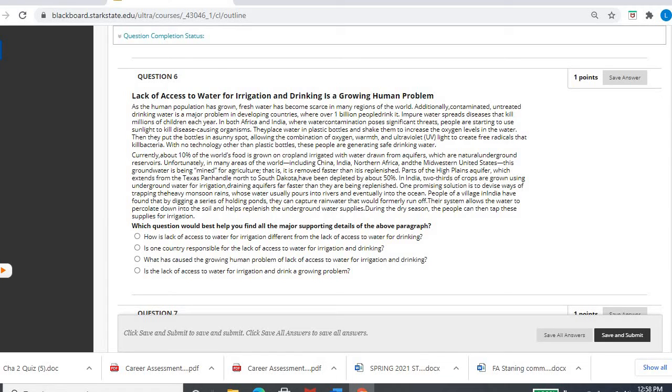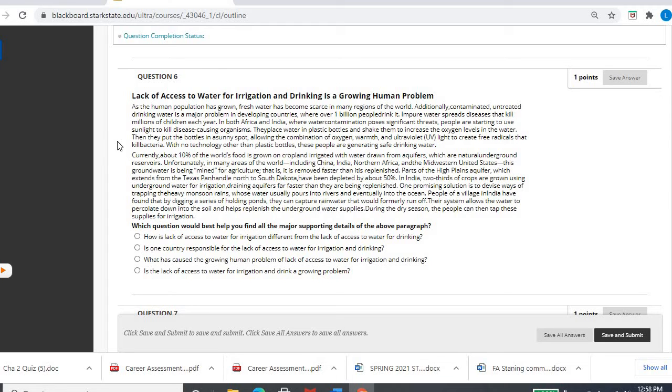So normally when I'm reading, I would just stop and take stock. Okay, we know that we're talking about an issue of clean, fresh water in different parts of the world. And so people are being creative and using sunlight to try to kill all these organisms that create diseases. So I just do a quick check-in with myself. Okay, second paragraph. Currently, about 10% of the world's food is grown on cropland irrigated with water drawn from aquifers, which are natural underground reservoirs.